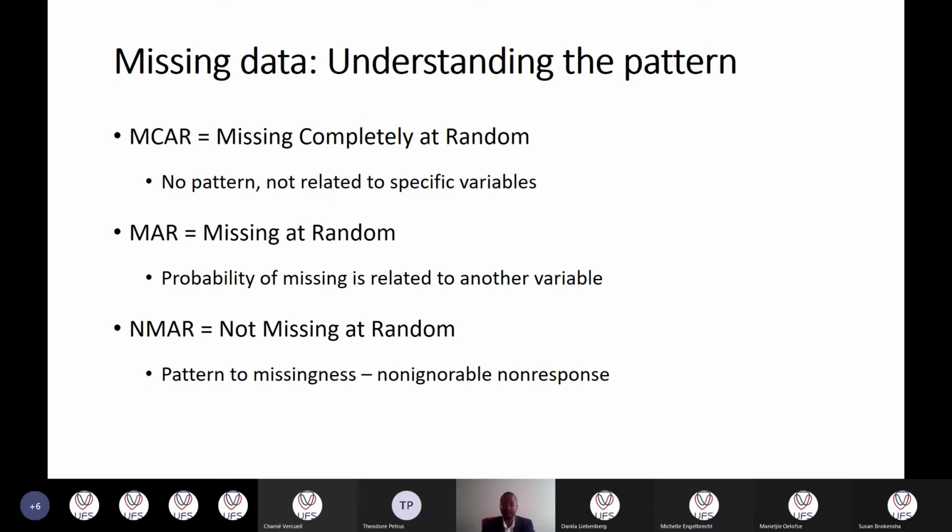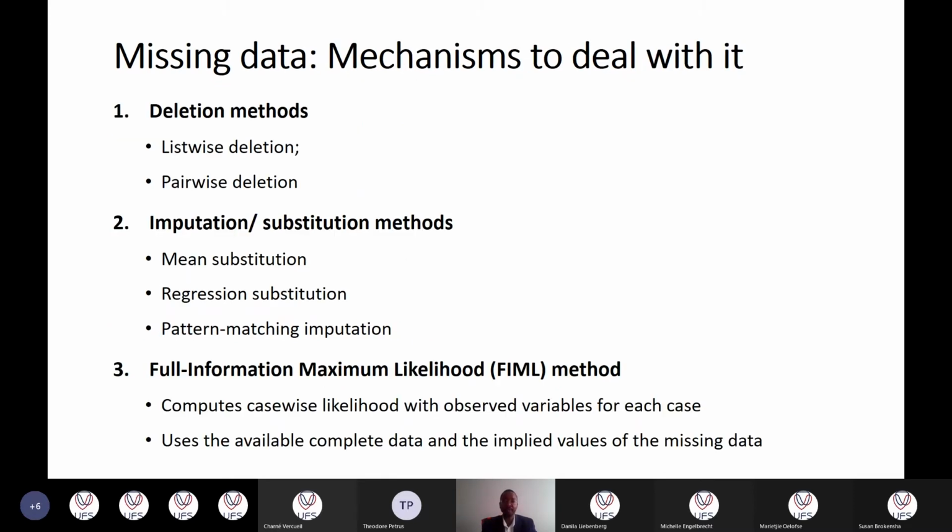It could be missing at random, meaning that the probability of missing is related to a specific variable. It could be sex or gender. It could be race. It could be a particular item in a questionnaire, or not missing at random. So there's a pattern to this missingness, as a result, perhaps, of the kind of non-ignorable non-responses, all right, which we can talk about. So the mechanisms of dealing with this thing.